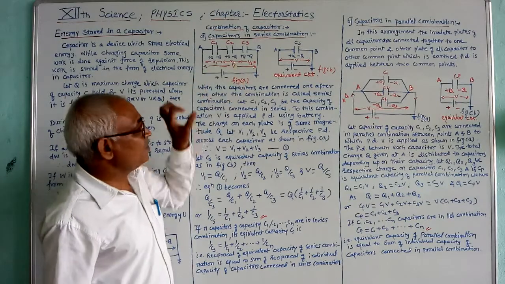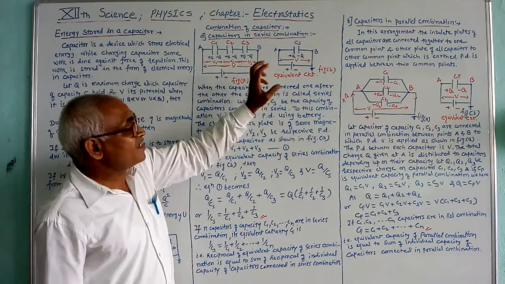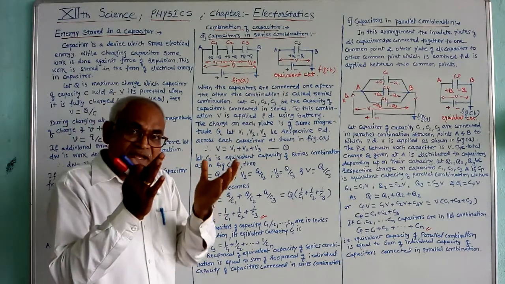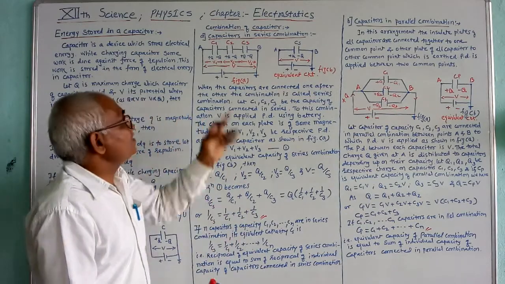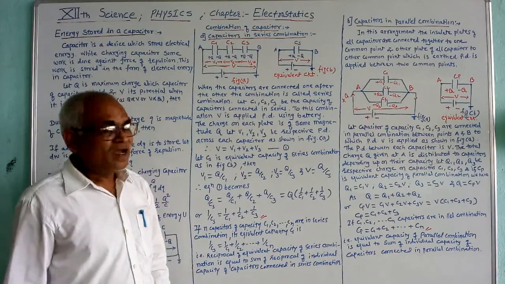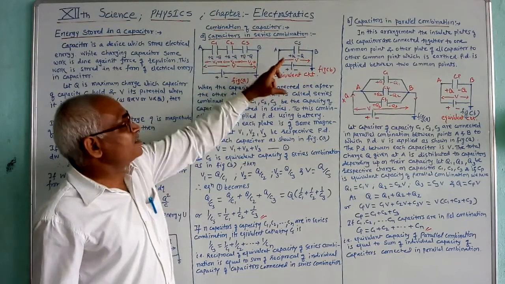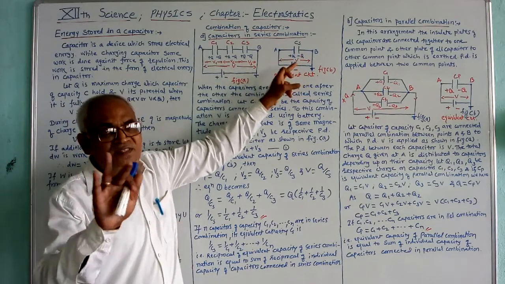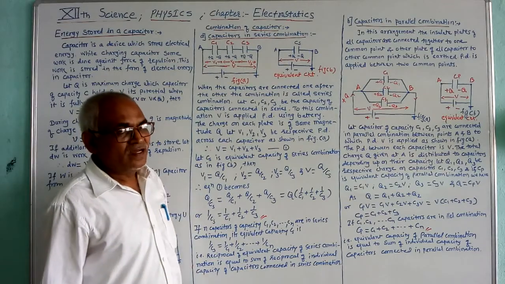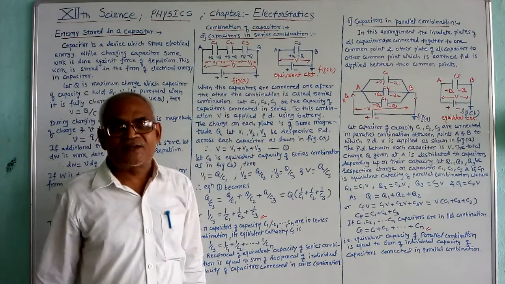Now here, this circuit behaves as if, between the points A and B, only a single capacitor is connected whose capacity is the same as the capacity of this series combination of capacitors. That single capacity of this combination is known as the equivalent capacity of the series combination, represented by Cs. Across this capacitor, V is the potential difference and it stores a maximum charge of magnitude Q.